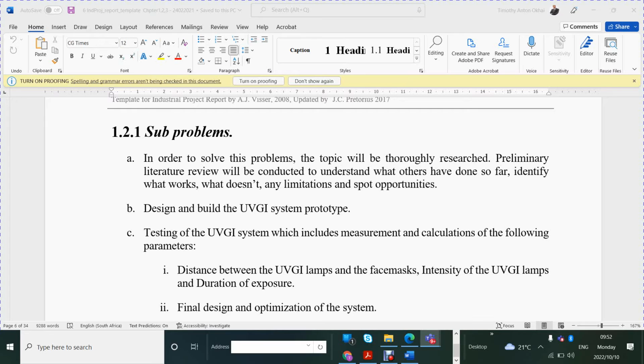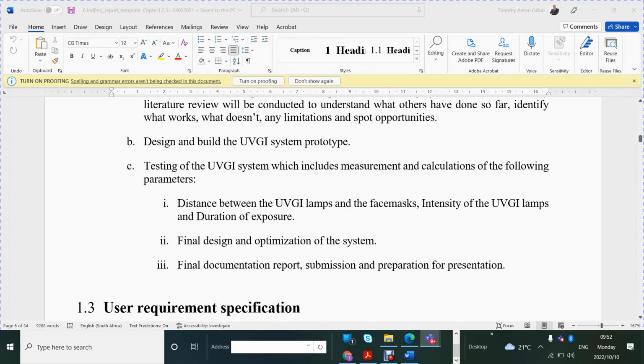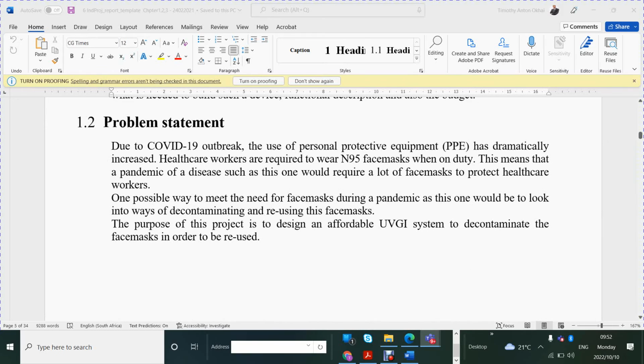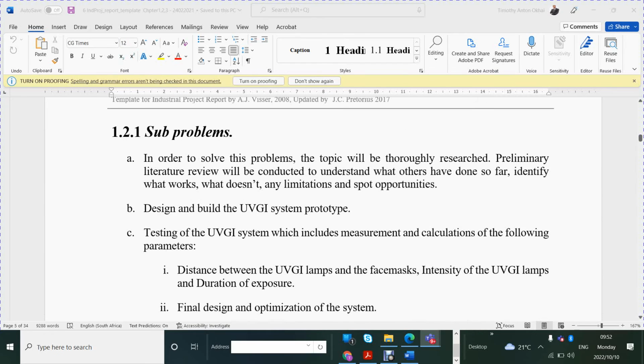And those are the sub problems. And for this person, after stating the problem, the purpose is to design an affordable UVGI system to decontaminate the face mask in order to be reused. They break it down. They say in order to solve this problem, the topic will be thoroughly researched. So you do your research first in your literature review. A preliminary literature review will be conducted to understand what others have done in this field so far, identify what works, what doesn't, any limitations and spot opportunities.